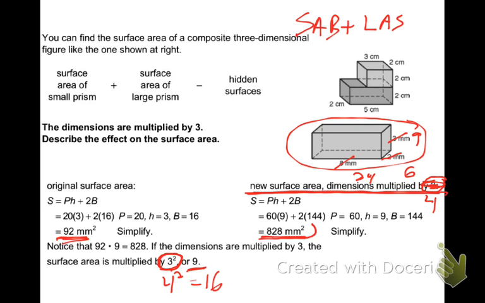Yes, sir? So if you just get the regular one, then take it by what you're supposed to be multiplying squared, you don't actually have to... Nope, that's exactly it. That makes it so much easier.